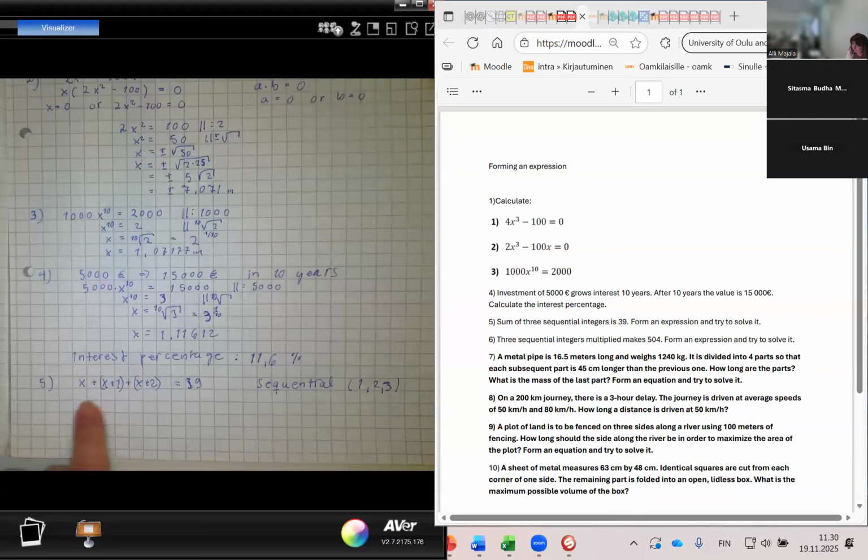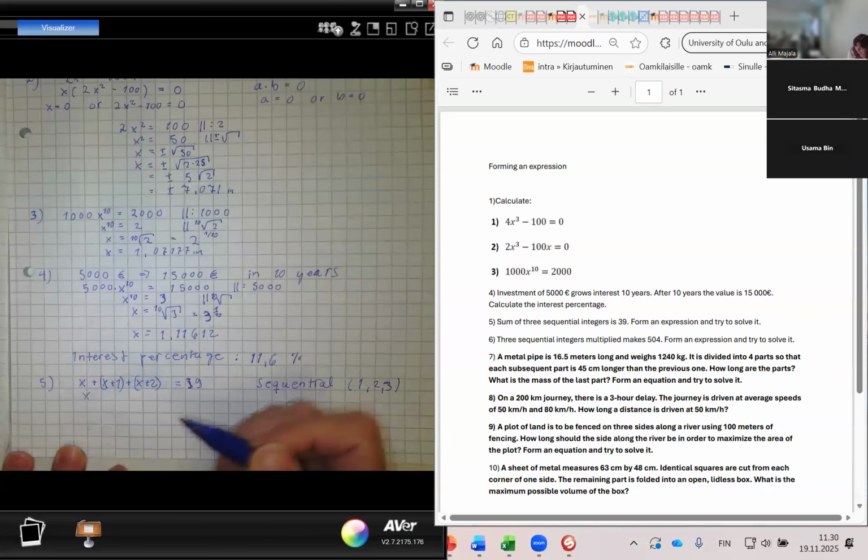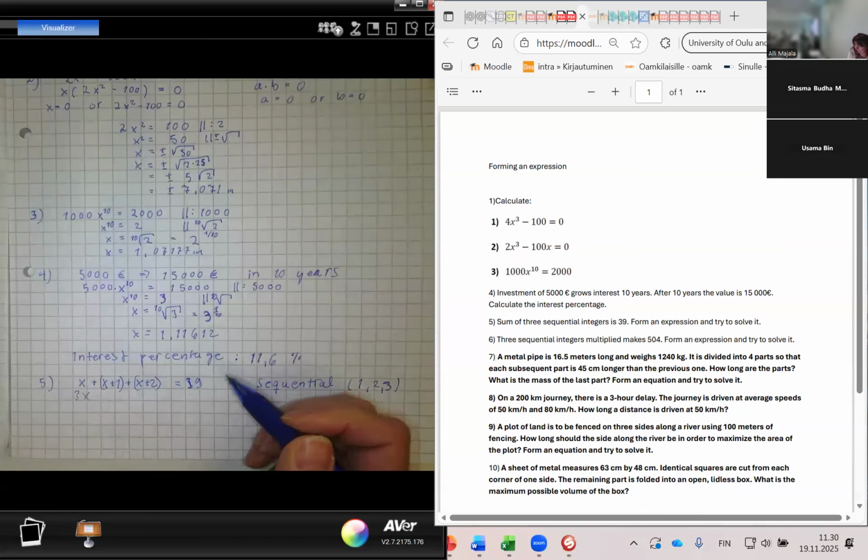And from here, you can then solve x, yes? It's pretty easy. So there would be three x's, and then there would be 3.